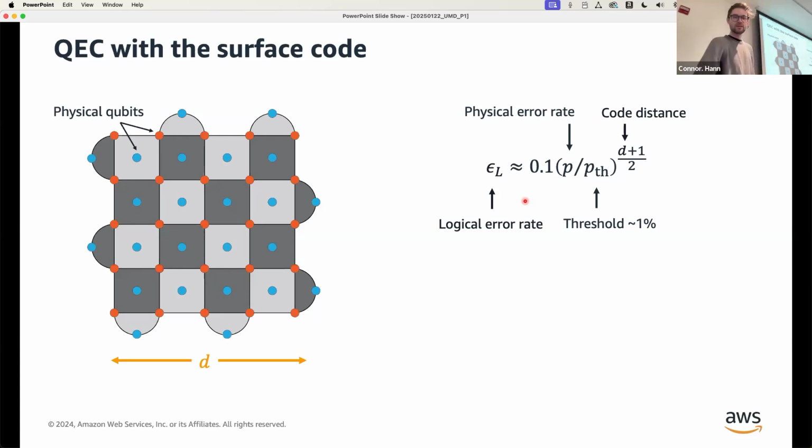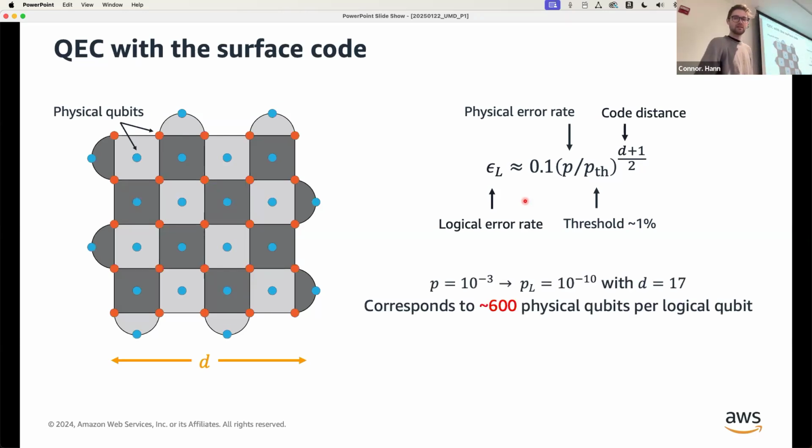So what we can do is take this expression and plug in some reasonable numbers, and ask how many qubits we'll need to get to these kinds of good logical error rates. And something like 600 physical qubits or so, we might expect, is the number we're going to need to get to error rates of, say, 10^-10.